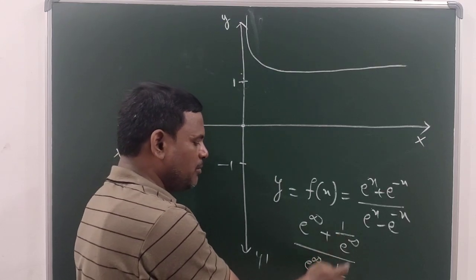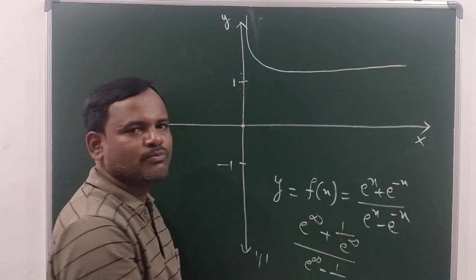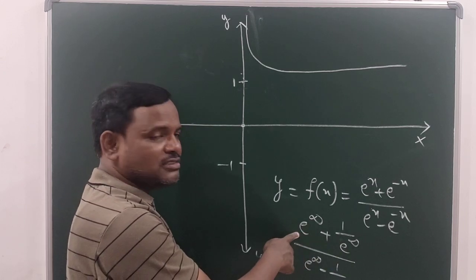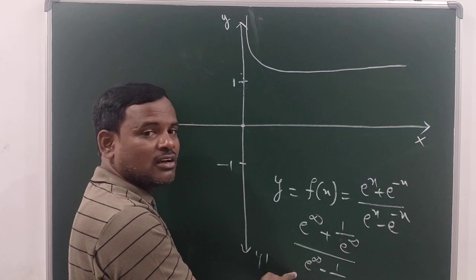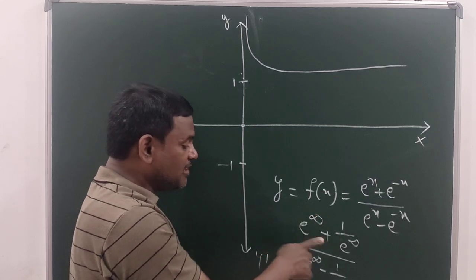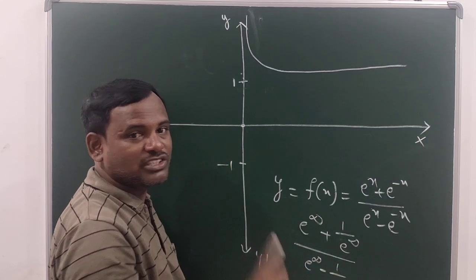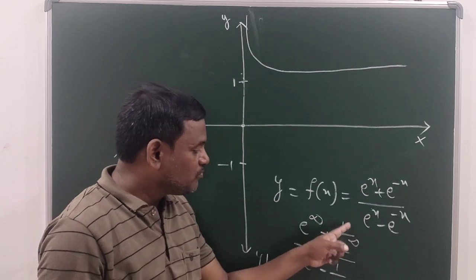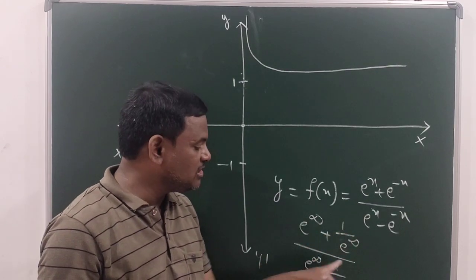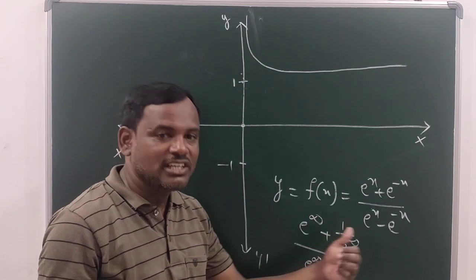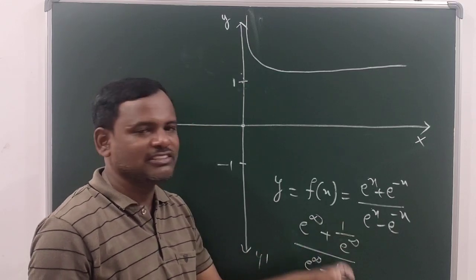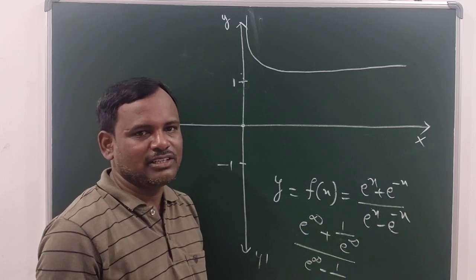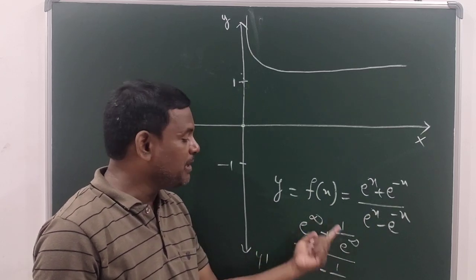After it became 0, don't cancel these two, because we don't know the exact result of this. Don't say both are equal and cancel, and the result will be 1. Don't say like that, because this result is not exactly 0. It just approaches 0, very close to 0. Hence we have taken 0 here, but not exactly 0. So what do you comment?